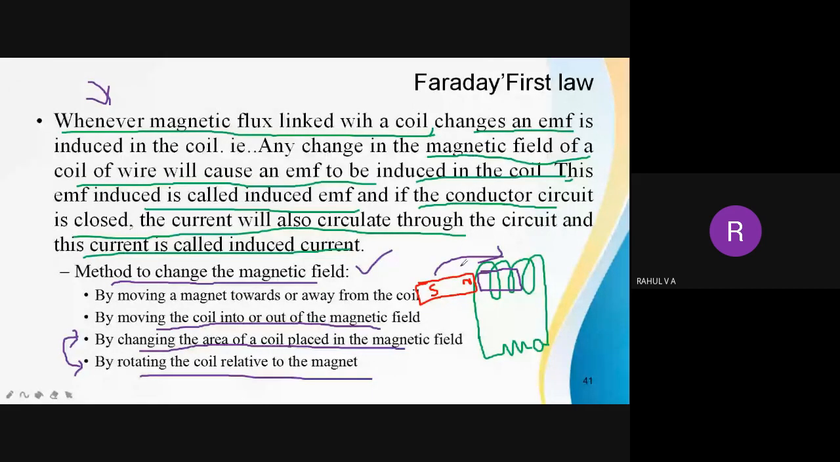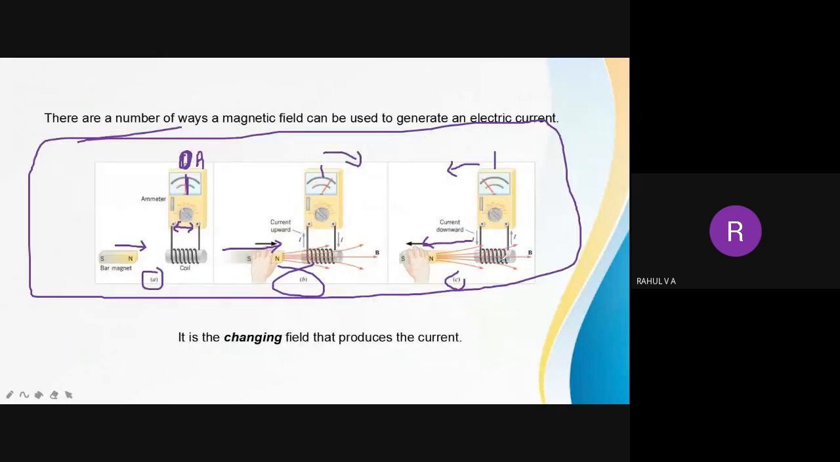Magnetic field, you have to write, and also along with that you have to draw these diagrams.